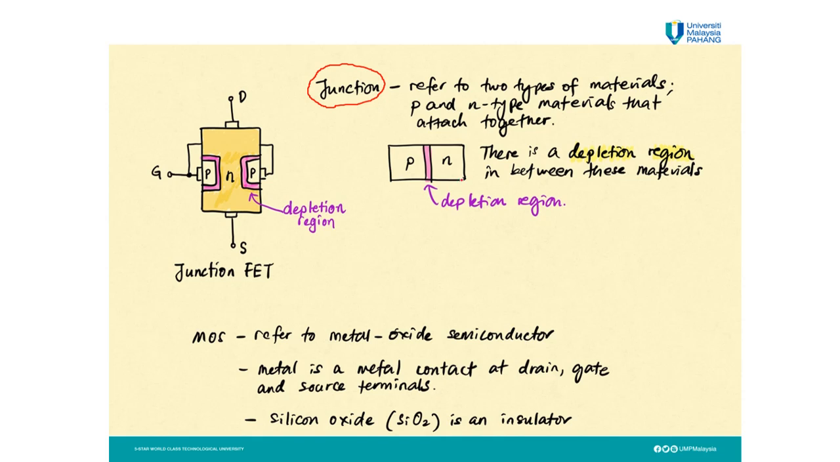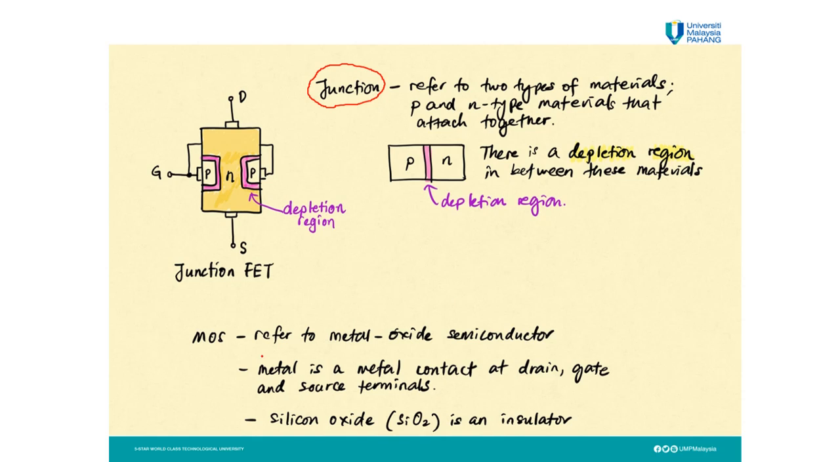Here you see at the G, at the gate, there is a P type, and also P type at the left and right side. Then at the center body, this is the N channel where the current, or the electrons, flow. So the gate will control the amount of current or electrons by closing or opening the gate. We have the D terminal, drain, we have G, and we have S.